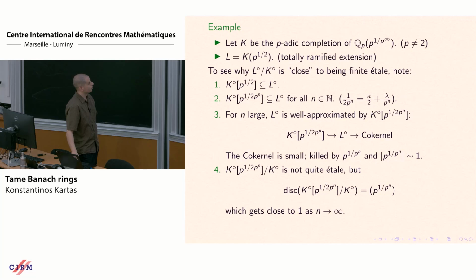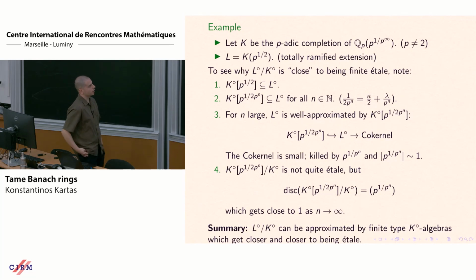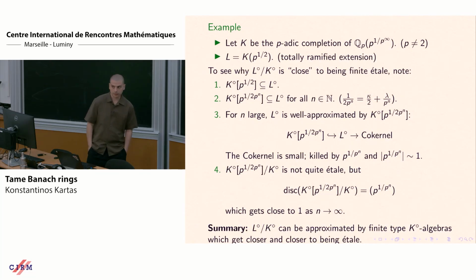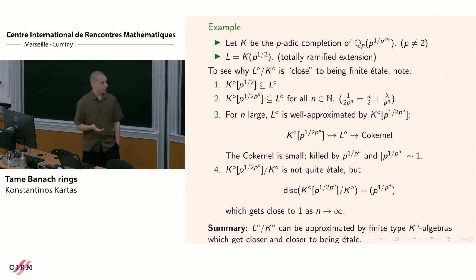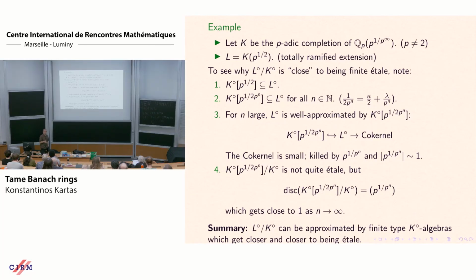So just to summarize, the extension L circ over K circ is almost finite etale in the sense that it can be approximated by K circ algebras which are actually finite, and such that the discriminant which measures ramification gets closer and closer to 1 as you get better and better approximations. So that's essentially what an almost finite etale extension is, at least in this simple situation.